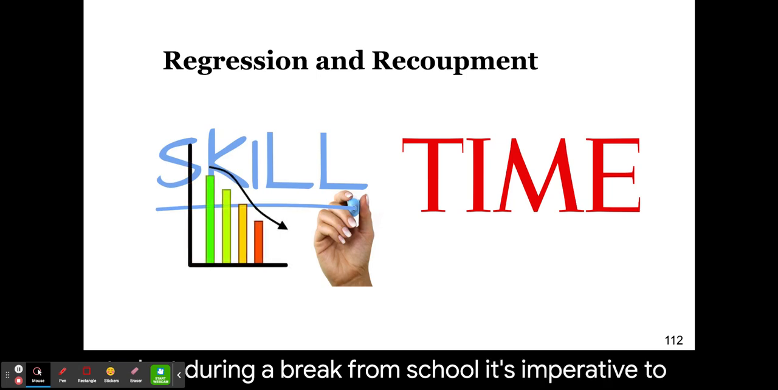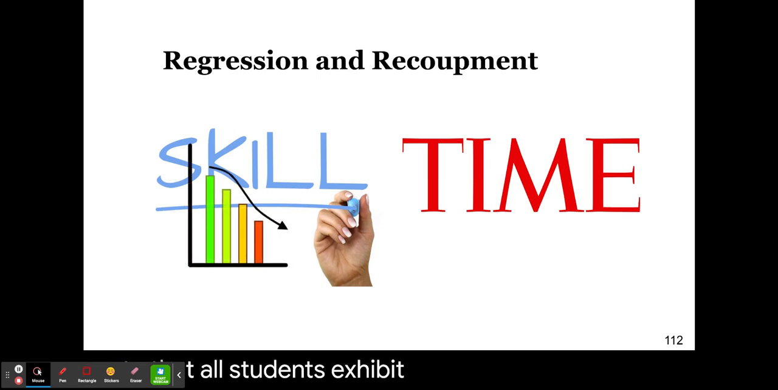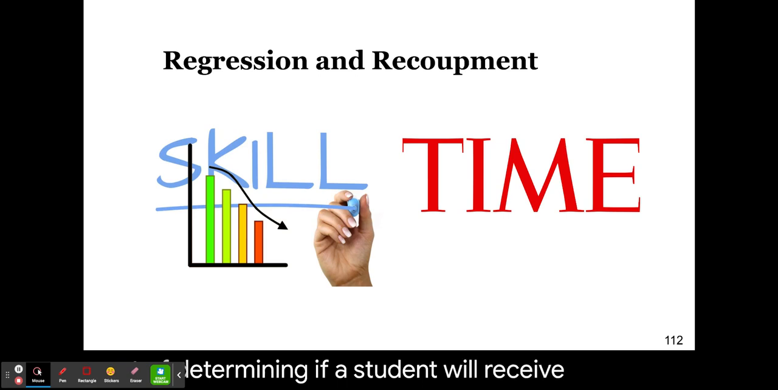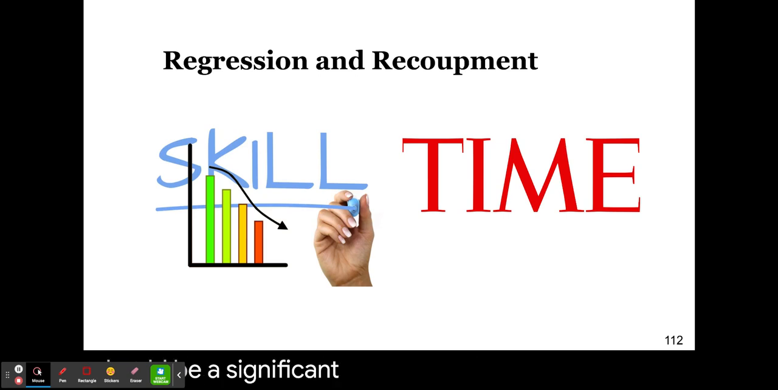It's imperative to note that all students exhibit regression of skills during extended breaks. Therefore, as part of determining if a student will receive ESY, there should be a significant regression. Significant regression is loss of skills that significantly jeopardize the educational benefit accrued to the student during the school year.